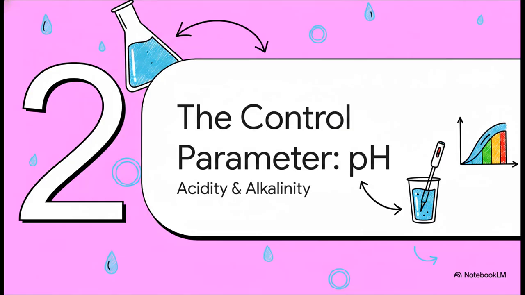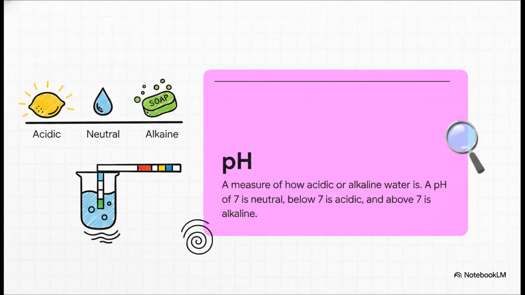First up is a parameter you're almost guaranteed to see on any report: pH. It's kind of the foundational measurement. It really sets the stage for everything else that follows. So, it's a pretty simple scale, right? A pH of 7 is neutral. Think pure water. Anything below 7, we call that acidic. Anything above 7 is alkaline or basic. Seems simple enough, doesn't it? But oh man, its importance goes so much deeper than that.